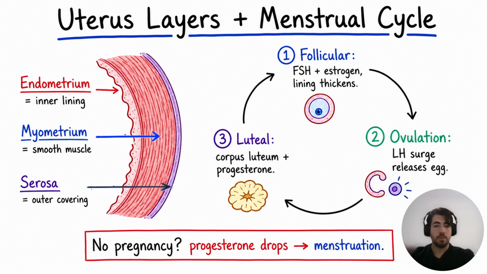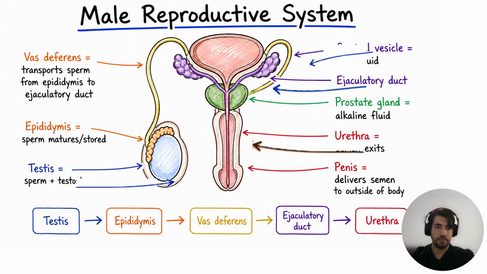So remember, FSH grows the follicle, okay? LH releases the egg, estrogen builds the lining, and progesterone maintains the lining. So in case of pregnancy, progesterone, pregnancy, pro is like PP, kind of the same. Okay, so progesterone maintains the lining and is the hormone for pregnancy.